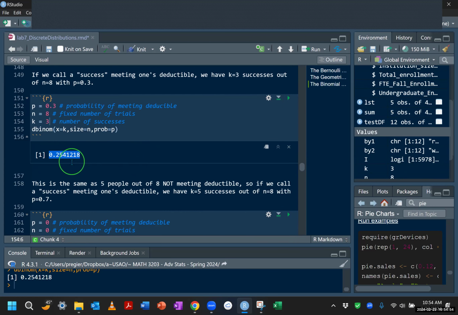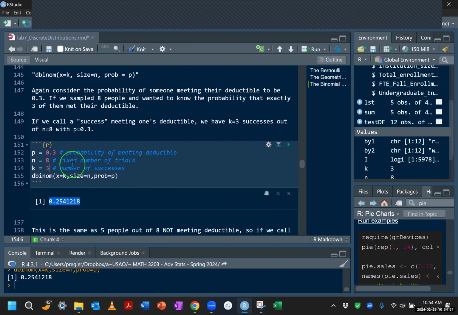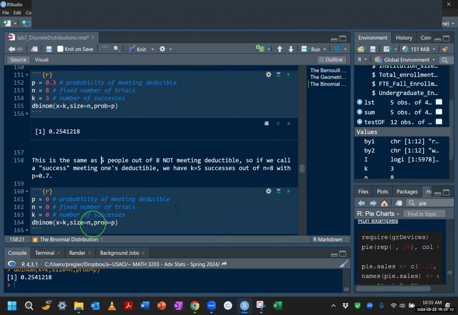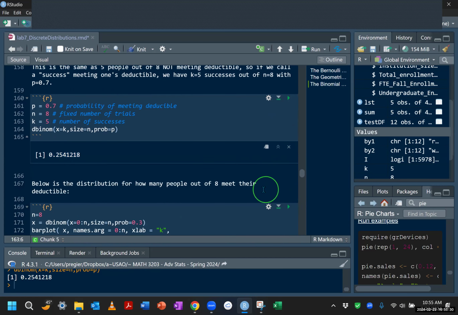Okay, all these binomial distribution problems you can consider from either approach. We could also look at the same thing: what if 5 do not meet their deductible? That's the same thing as 3 out of 8 meeting their deductible. So let's do the problem this way and see if we get the same thing. So success is not meeting your deductible. That's 0.7. The fixed number of trials is still 8, but we're looking at 5 people not meeting their deductible. Again, that's the same as 3 meeting their deductible. We will get the exact same solution.